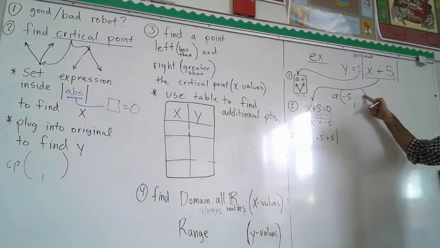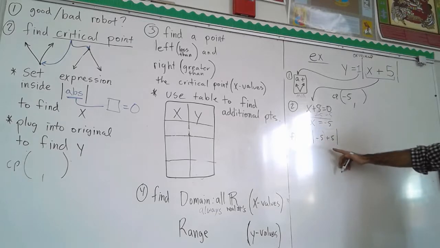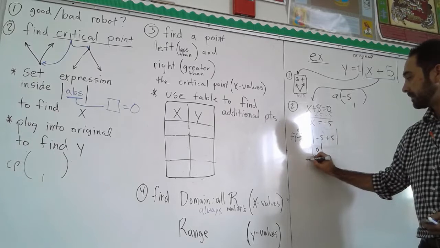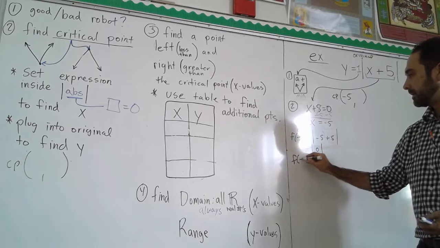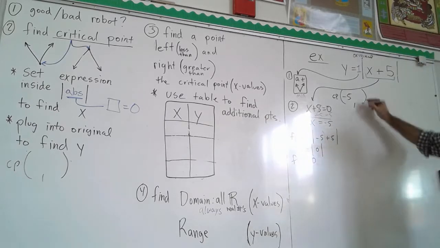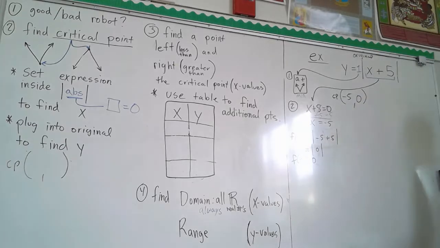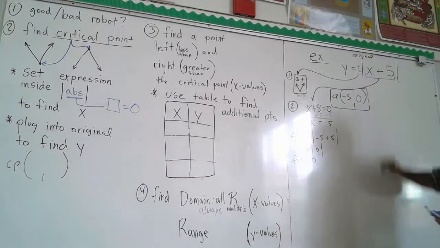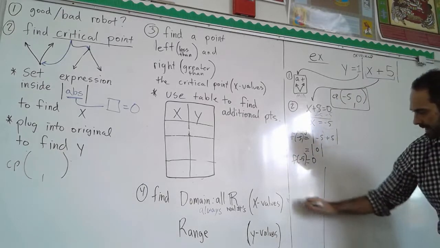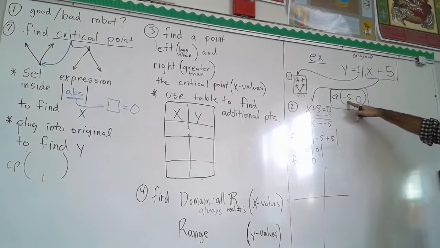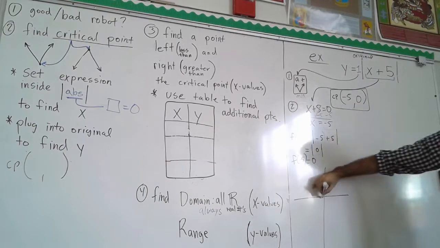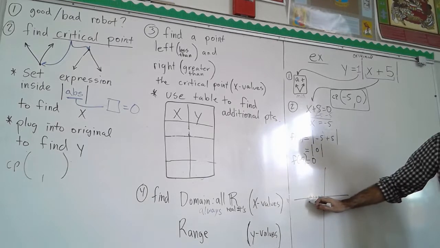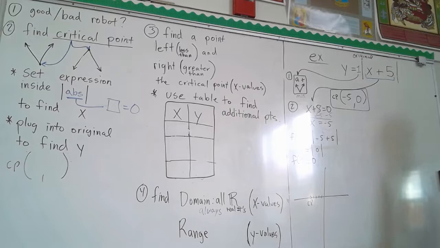What do we have inside the absolute values? -5 plus 5 gives us 0. The absolute value of 0 is 0. So we just found this point, and this is the key point because the critical point is what we needed to start our graph. Let's graph the critical point: -5, 0. 1, 2, 3, 4, 5. That's my critical point right there.